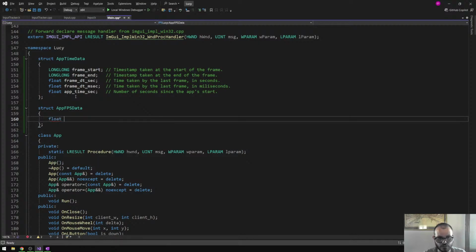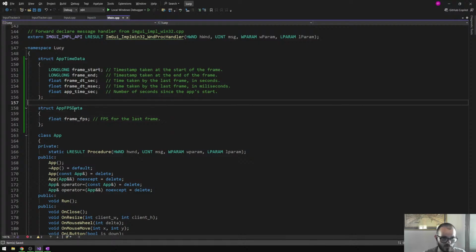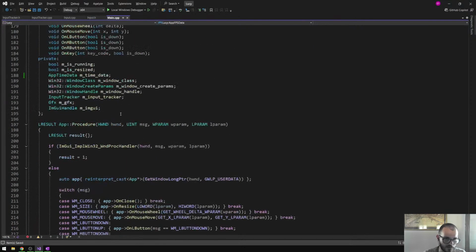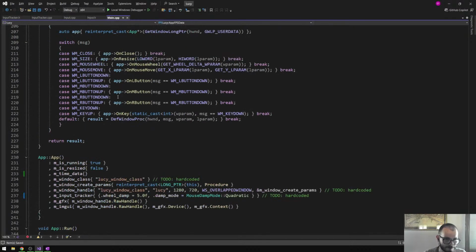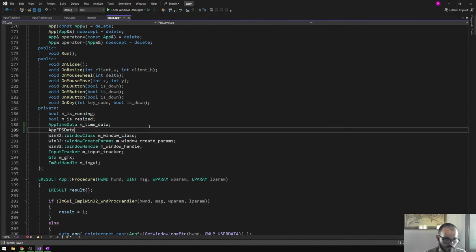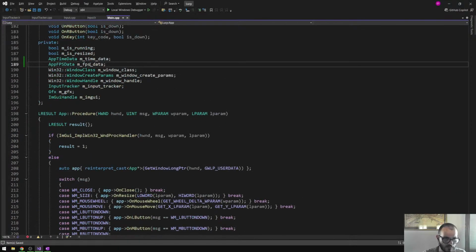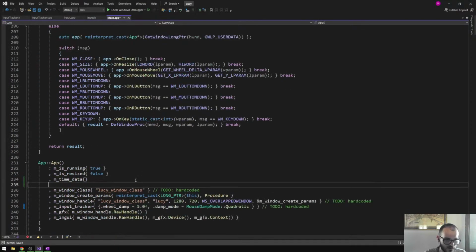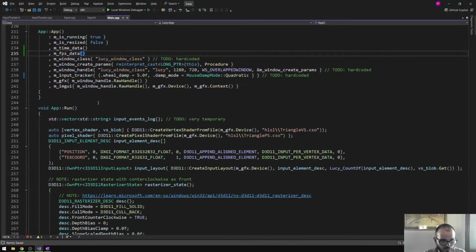Float frame FPS for the last frame for now. Okay, then we'll have other things. Up FPS data, so here we put the FPS data, and the m FPS data, then we also need to initialize it here.